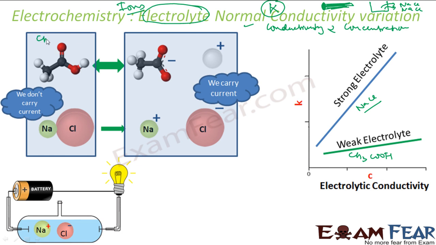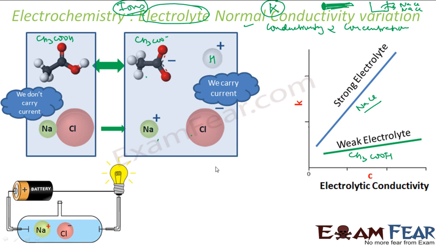This is my CH3COOH, and this is my CH3COO minus ions, and this is my H plus ions. Here I have my NaCl, this is my Na plus and Cl minus ions. Now just understand that the items on the left, that is my NaCl or CH3COOH, don't conduct current. The current carriers are my ions. So in this case, CH3COO minus, H plus, Na plus, Cl minus carry current. That is a very, very basic concept.